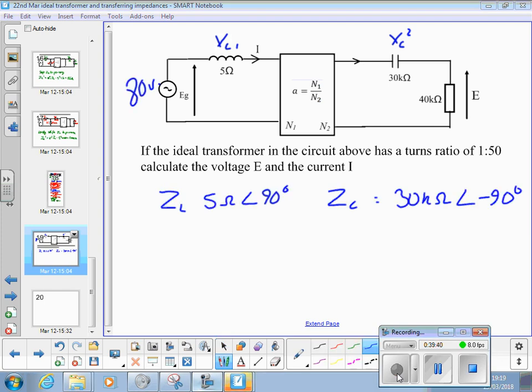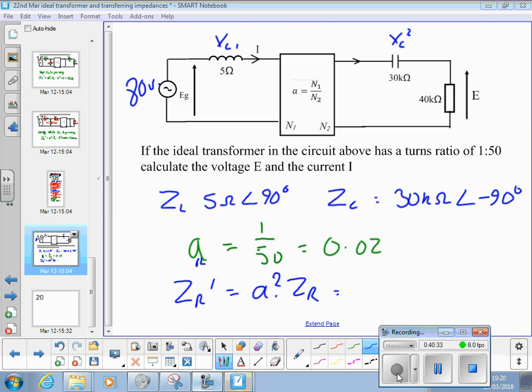What you've done. So how have you tackled this problem? Yeah, so we go, first of all, if we do ZR dash, first thing is determine what I is. I is equal to 1 over 50, is 0.02. We need that, don't we? And then ZR dash is equal to I times ZR.